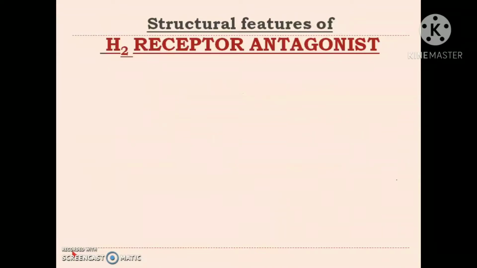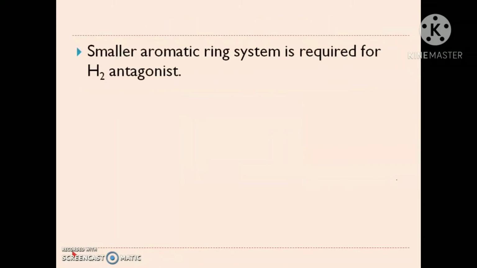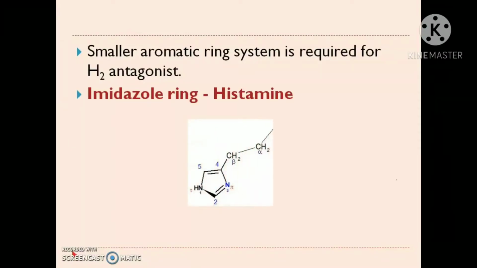Now we'll see what are the important structural features of H2 receptor antagonists. H2 receptor antagonists were invented as a result of intentional modification of the structure of histamine. So we have learned about H2 receptor antagonists. There were certain important structural features for H1 receptor antagonists. H2 receptor antagonists are entirely different from H1 receptor antagonists. First thing is that H2 receptor antagonists have a smaller aromatic ring system.